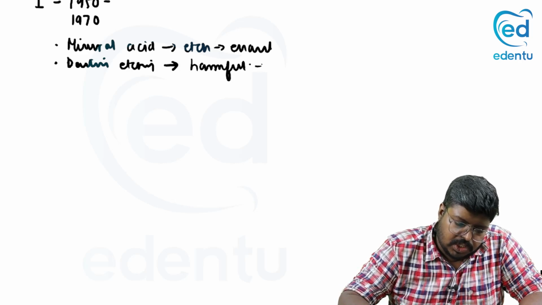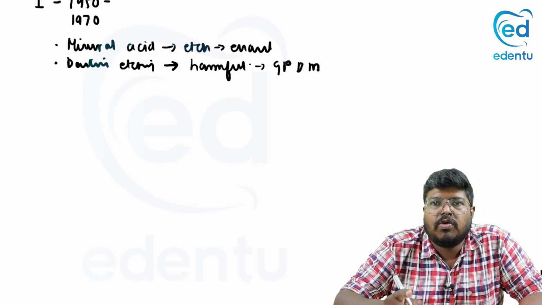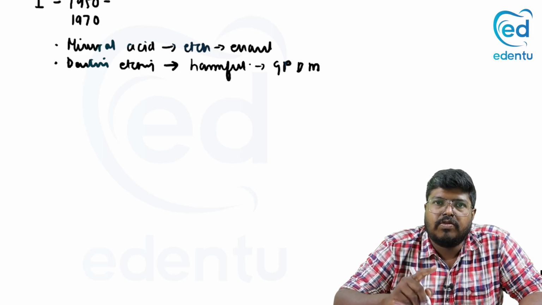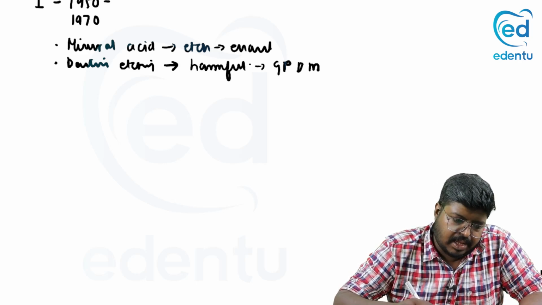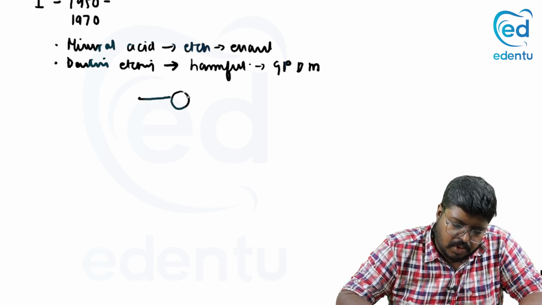They used GPDM, which was glycerophosphoric acid dimethacrylate. Now, this was a difunctional molecule. So, GPDM had two components to it.